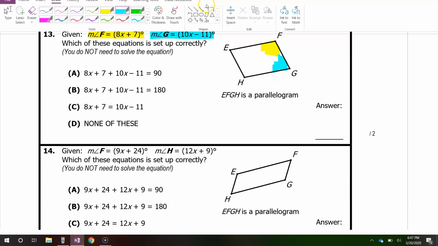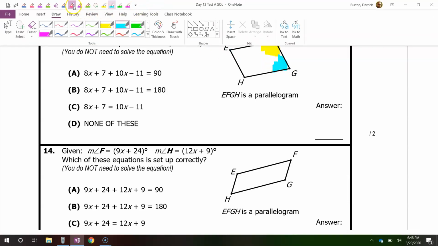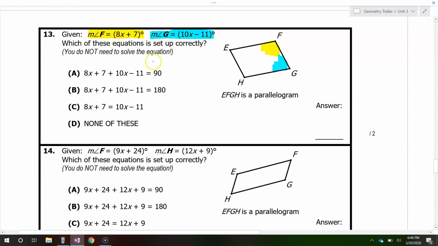In a parallelogram, opposite angles are congruent. So angle F and angle H would be congruent, and I would set these equal to each other. Angle G and angle E would be congruent too, since they are across from each other. But angles that are side by side in a parallelogram, consecutive angles, are supplementary. They have to add up to 180. So I am looking for the equation that has the two expressions being added together and equaling 180. So that is B.